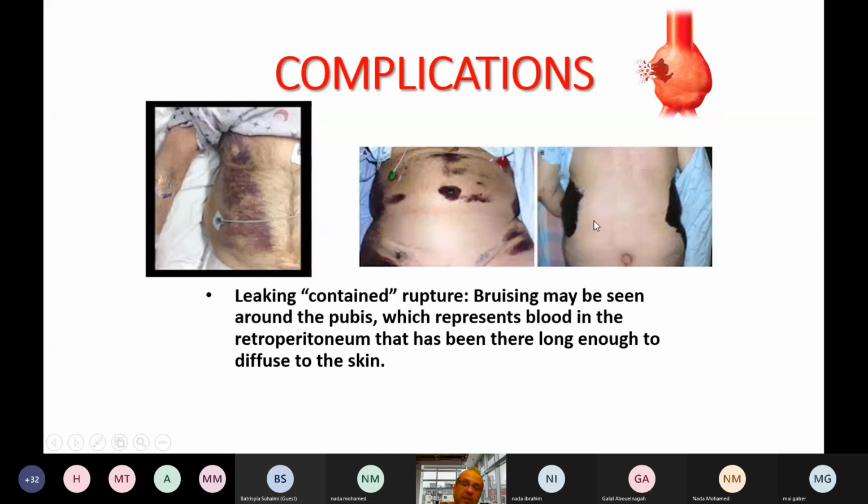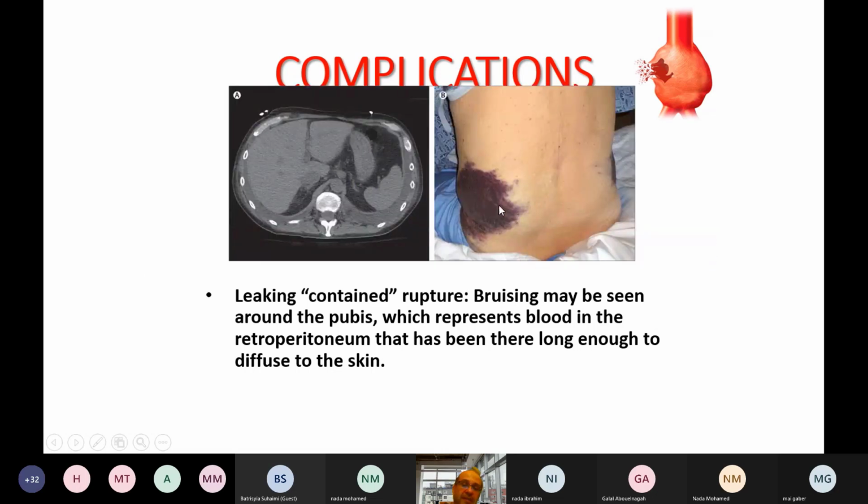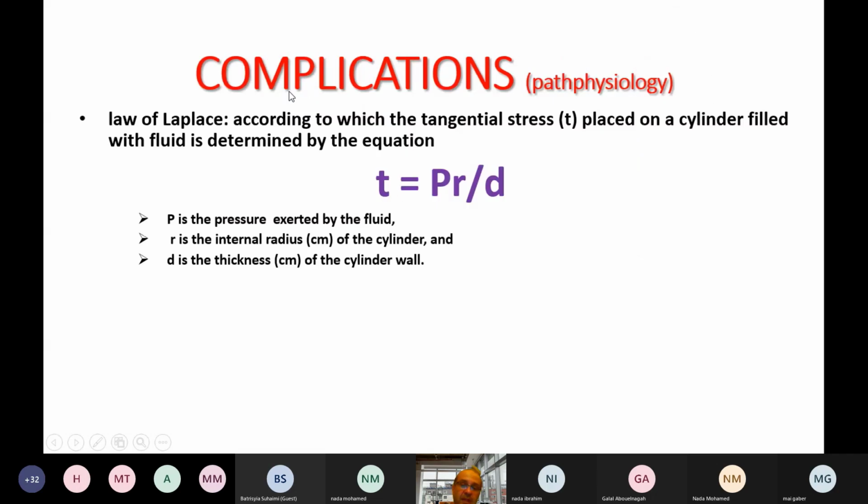These photos represent a patient with a ruptured aneurysm. As you see, the abdomen is full of blood, and this is reflected as bluish discoloration or bruises in the anterior abdominal wall. It is like that with hemorrhagic pancreatitis, a ruptured ectopic pregnancy, or any intra-abdominal hemorrhage. This is also a flank ecchymosis due to leaking of the aneurysm of the aorta or iliac vessels.